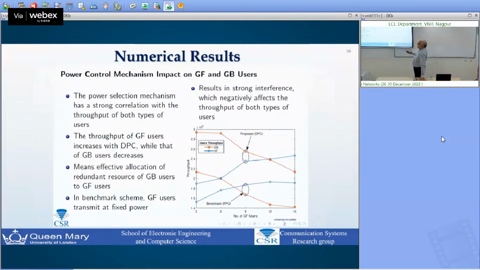Here the throughput of grant-free increases. That means we are effectively allocating the redundant resources of grant-based users. That means grant-based users have excess resources, and we utilize those excess resources by having grant-free users.